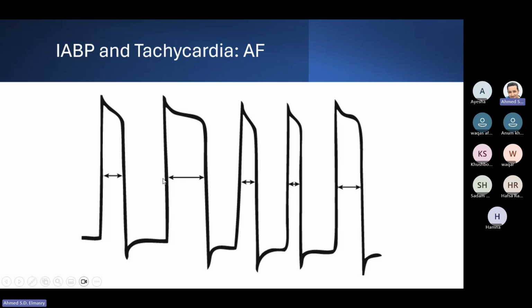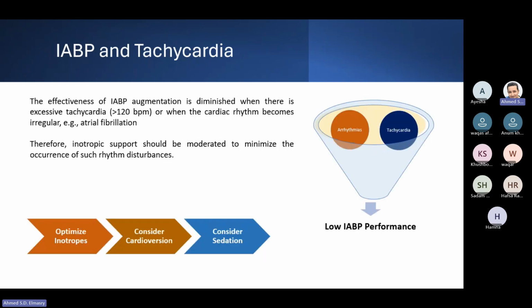And if you have AF, the balloon inflation and balloon augmentation will be variable. Sometimes it will be okay, sometimes it will be very short, then go back. So the patient will have fluctuation of the blood pressure, fluctuation of the augmented pressure, and this will lead to improper performance of the intra-aortic balloon.